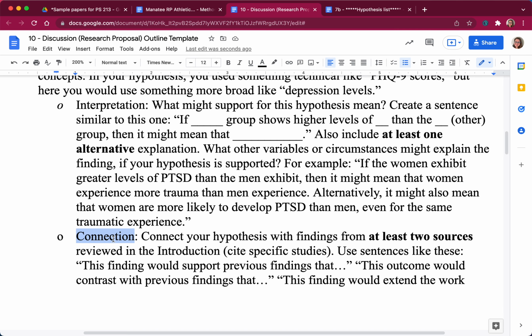We could also say it could contrast with, it could extend, and you want at least one citation for each sentence. At least two sources total. So I want you connecting it to at least two different sources here in this section. And then theory, here I want you to try to find a bigger picture explanation.